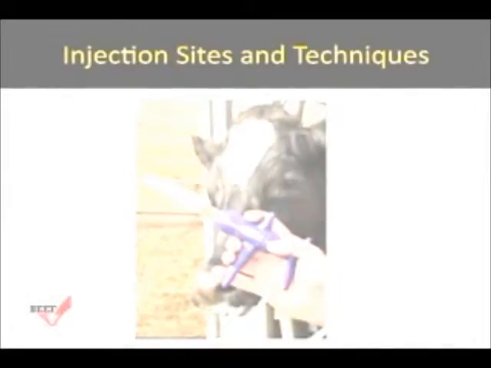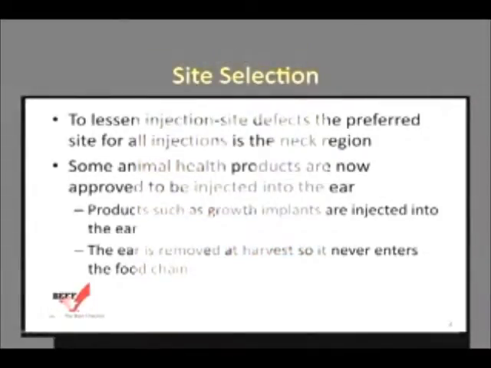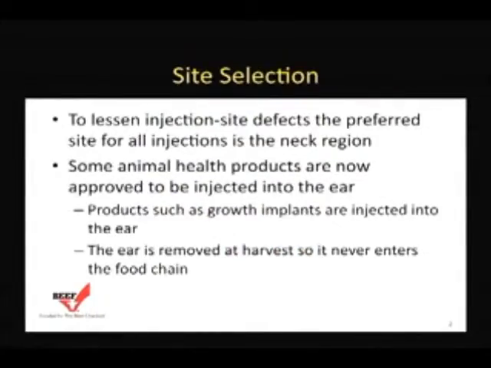Injection sites and techniques. Prior to giving an injection, the site in which the injection is going to happen needs to be selected. Primarily, two areas are used through the National BQA and that are approved. The first and most largely utilized area is the neck region.